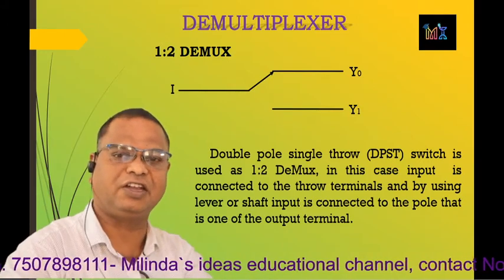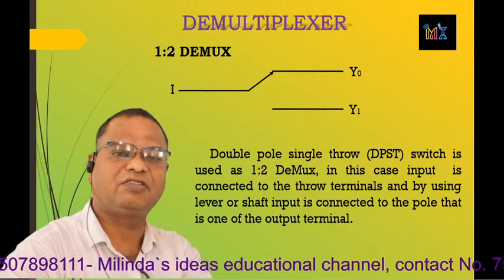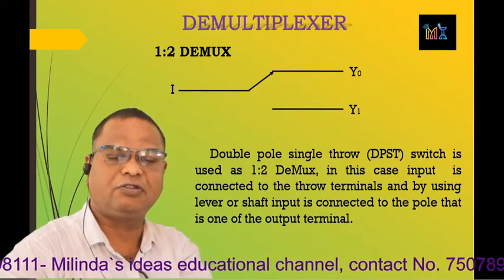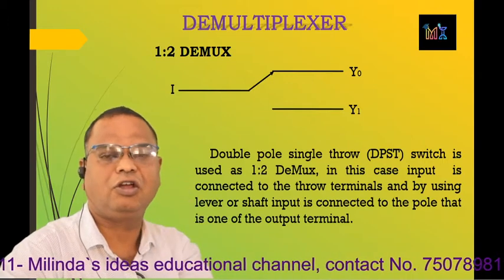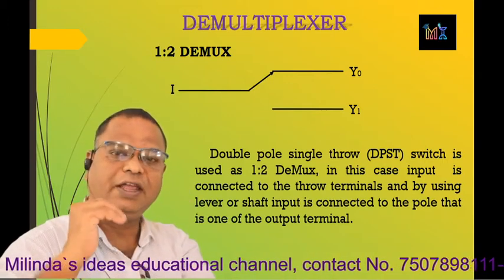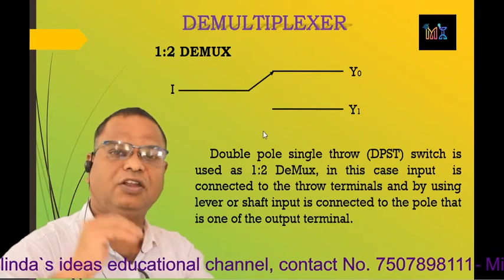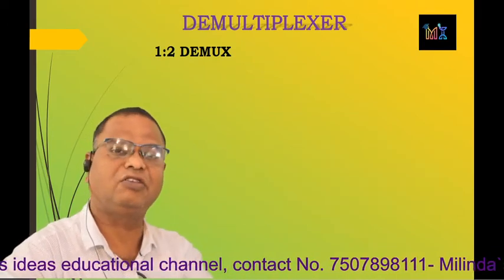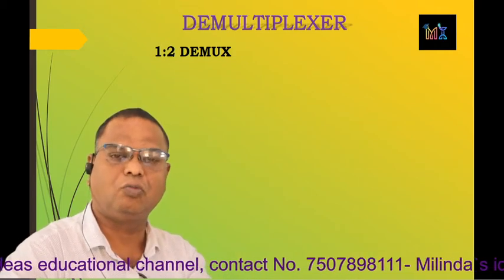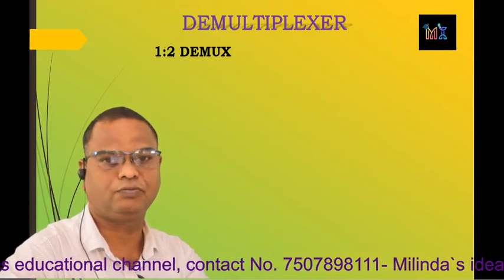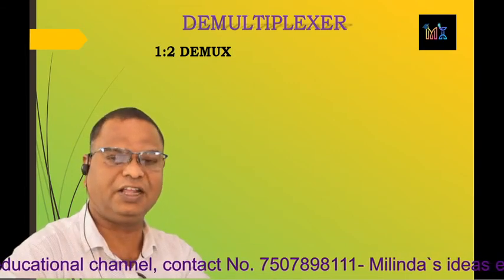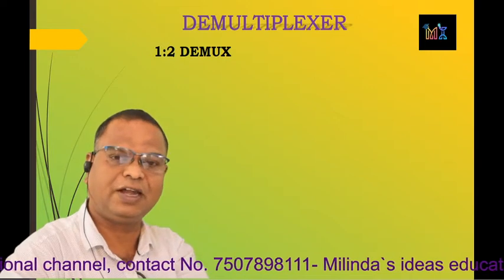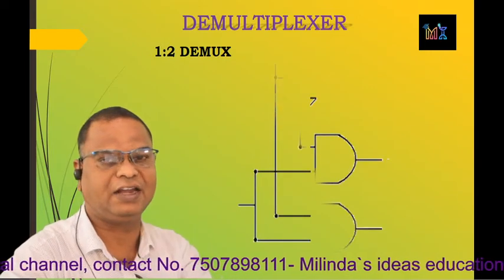So in digital circuits, in demultiplexer circuits, this switch may not be used because it is manually operated. The speed of operation is very low. So in digital instruments, in digital demultiplexers, we have to use logic ICs as well as logic circuits. Mostly the basic gates are used. So in the first type, that is 1:2 demux, two basic gates are required, that is NOT gate and AND gate.